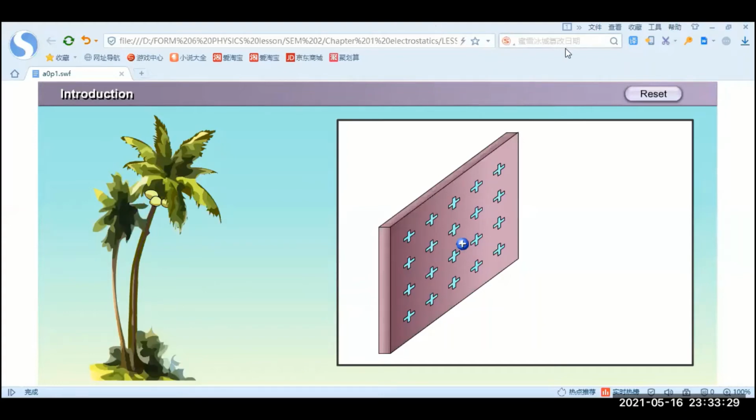Ladies and gentlemen, let's look at the first slide, introduction. Observe the point charge in the electric field. In the electric field, a positive charge or any charge will experience an electric force and it will move in a certain direction. So let's go to the next slide.